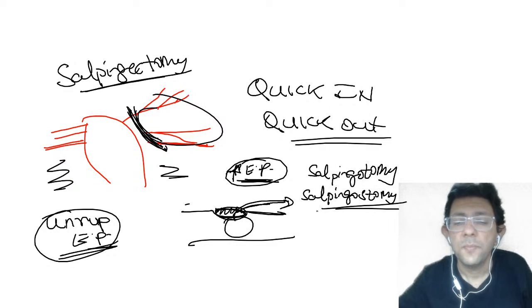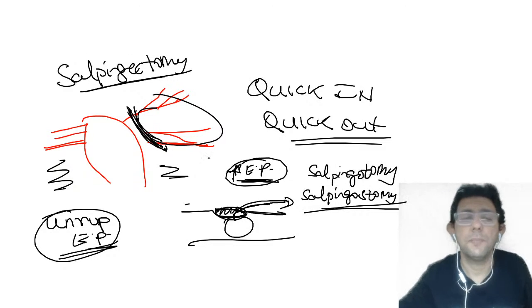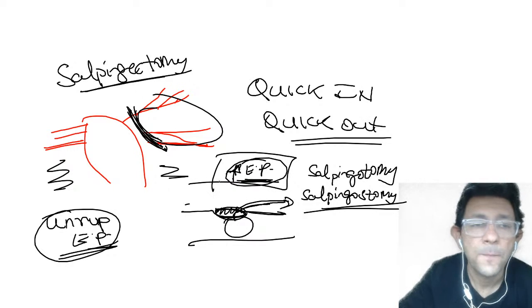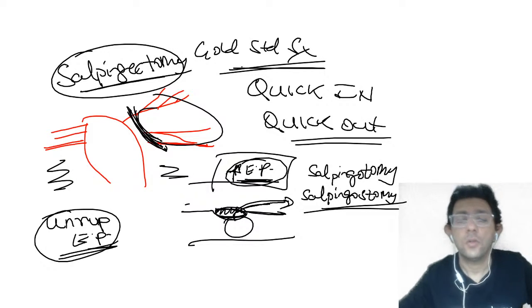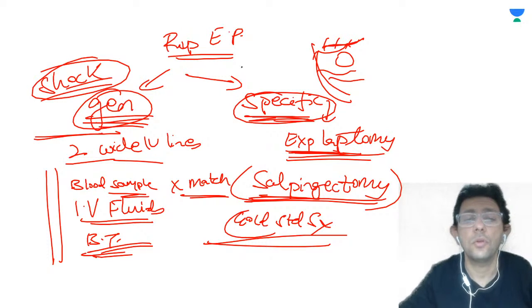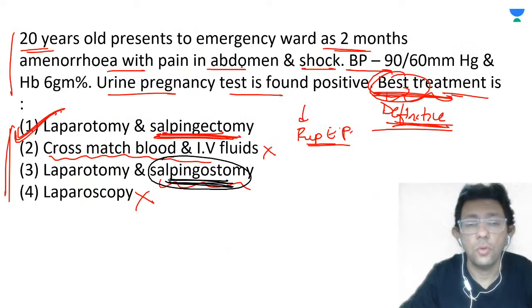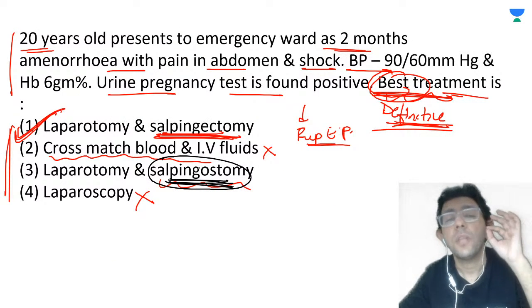So all this is not preferred nowadays, because there is increased risk of ectopic pregnancy. Getting the tube out, salpingectomy, is the gold standard surgery. Is this understood to all of you? So do not go for salpingostomy. And by the way, that is also only in cases of an unruptured ectopic.